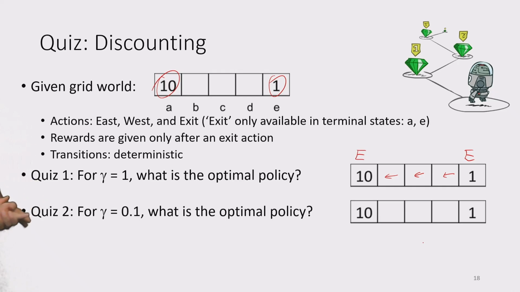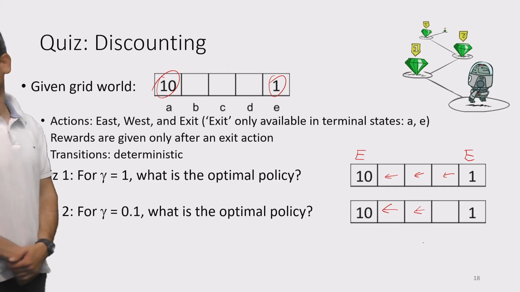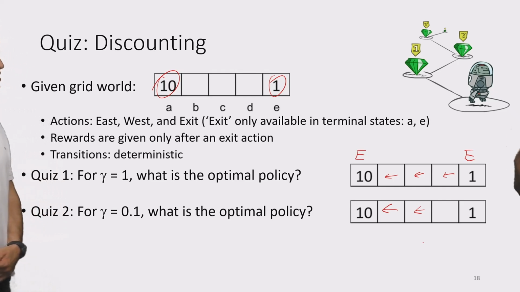But what would happen if we have a discount factor of 0.1? Now what is the optimal policy? For the solution, we don't need to do any computation. If we're closer to the 10, we'll try to get the 10. Also, if we're in the middle, it will take us the same number of steps to get to the 10 and the 1, so we should probably go left. But what would happen at state D? Well, there would be high rewards to go right.